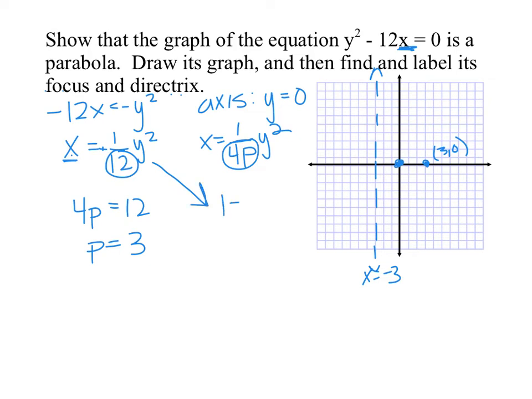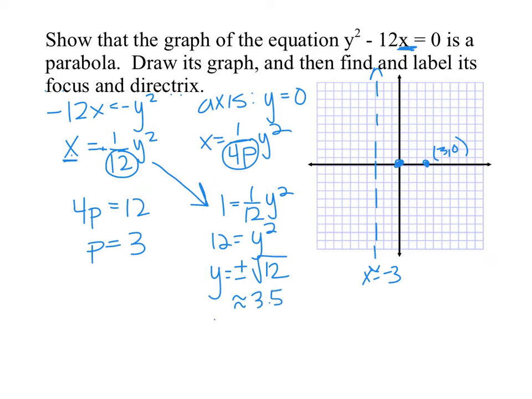So 1 equals 1/12 y squared. So I'm going to multiply both sides by 12. So 12 equals y squared. So y equals plus or minus root 12. And the square root of 12 is about halfway in between 3 and 4, so a little closer to 3. So the y value for that is going to be about, we'll say, 3.5.